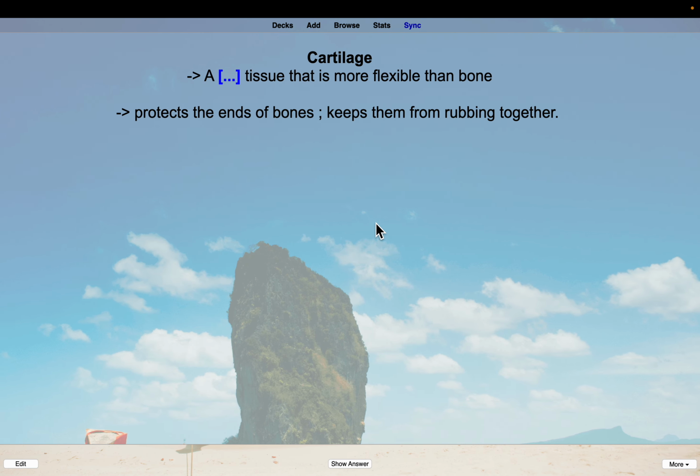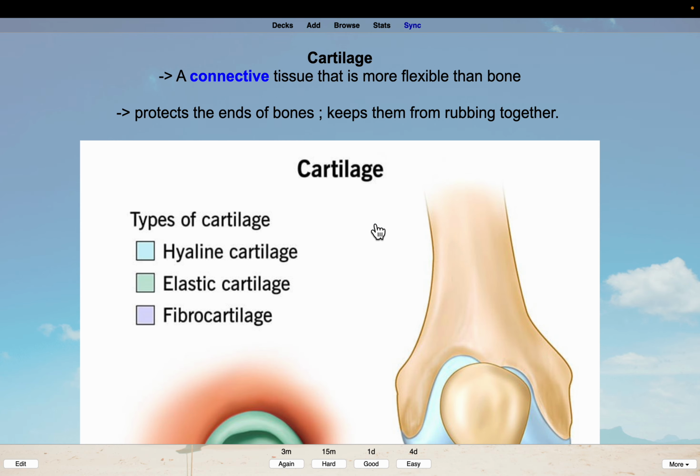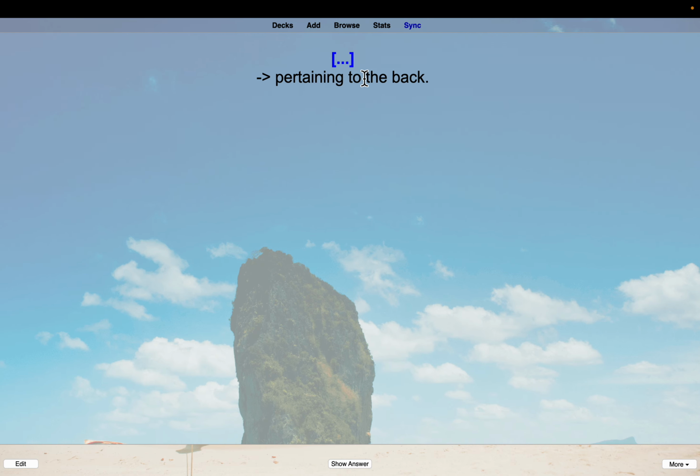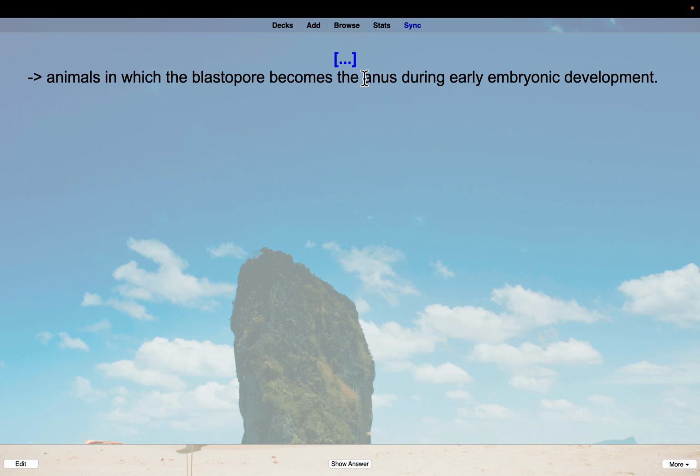Cartilage. This is a connective tissue that is more flexible than the bone. Okay, this has been discussed earlier. Pertaining to the back, dorsal. Bone tissue, the hard connective tissue.